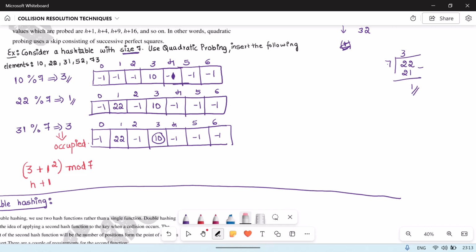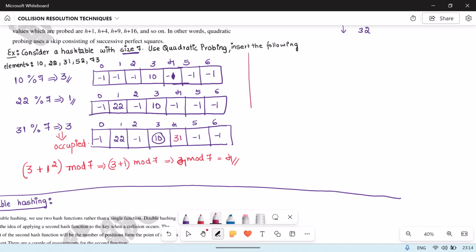So here, it is 3 plus 1 mod 7. Sorry, it is 4 mod 7, which is equal to 4. Now at the fourth position, you place the value 31. Are you clear? We'll do the next element, then it will become much clearer.